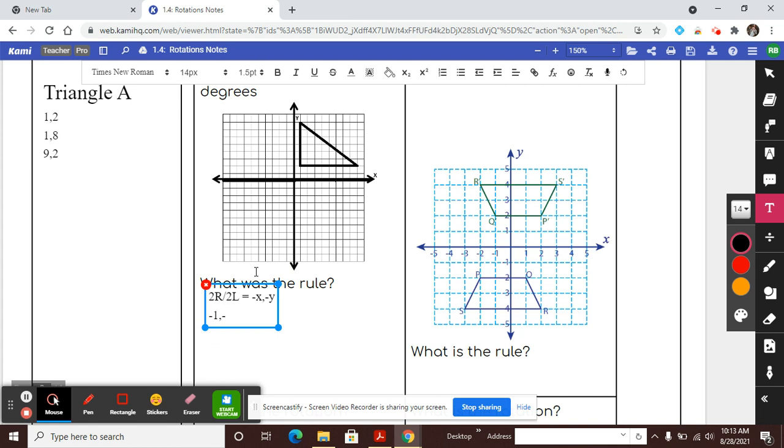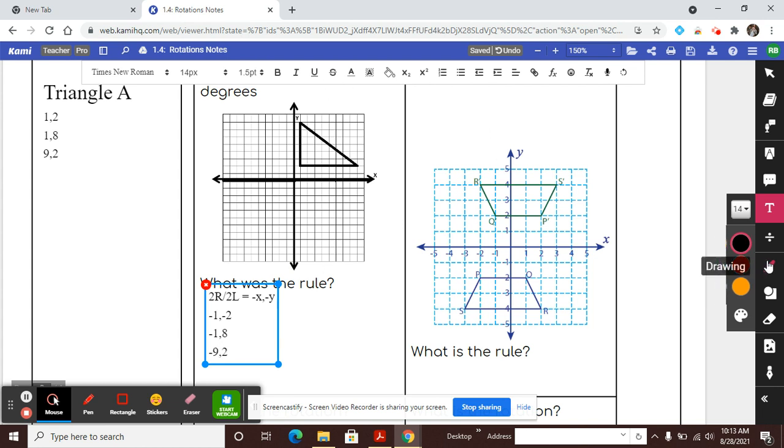Now, the difference in this and our reflections that we were doing is, remember, you flip the order and flip both signs. This one, you don't flip the order. You keep the order the same. You just change both signs. So we'll have -1, 8 for this one, and we'll have -9, 2 for the last one.